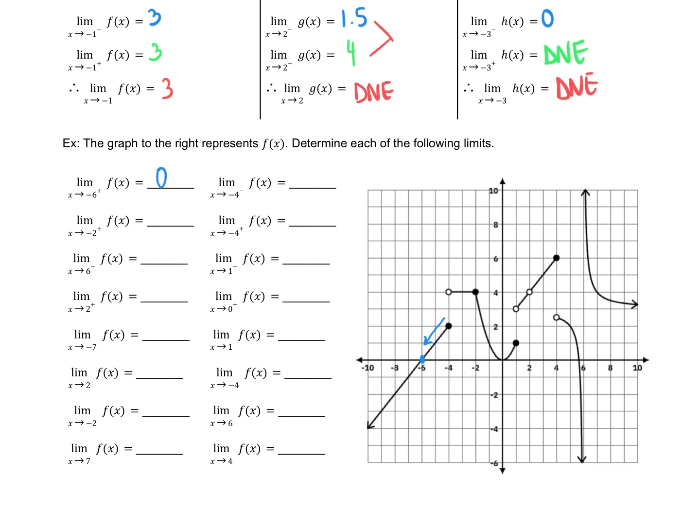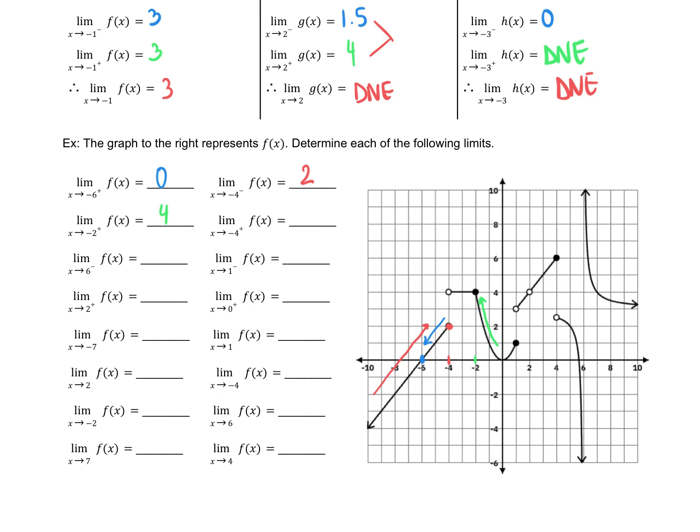The limit of f of x as x approaches -4 from the left side. So -4 is here. I'm coming from the left, so I'm following this line, and as I get closer and closer to -4, y is approaching this point here at 2. As x approaches -2 from the right, so -2 is here. If we're coming from the right, we're following the parabola, and the parabola is approaching 4 as x gets closer to -2.